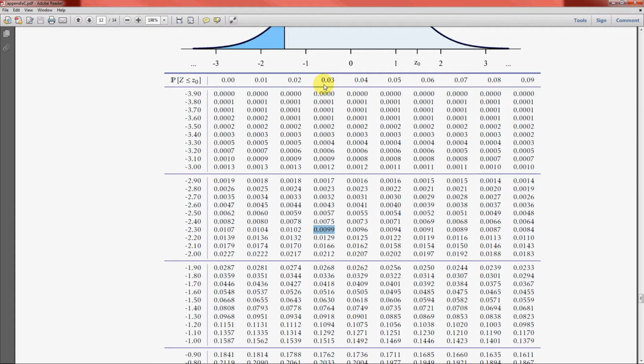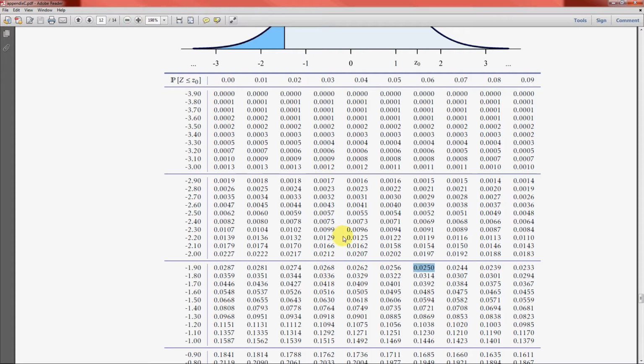Another example. Let's find the z-value corresponding to the probability of 0.025. So we look for 0.025 on the inside of the table, and it's right there. Actually, it's exactly right there. It's kind of rare. And so the z-value corresponding to that probability will be negative 1.96.